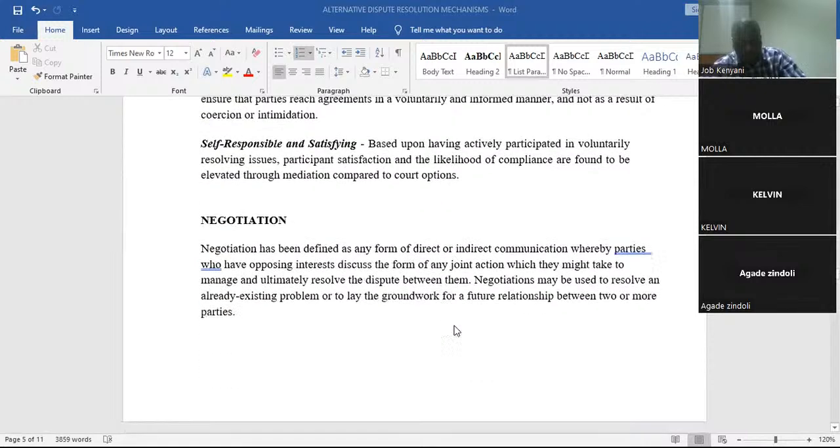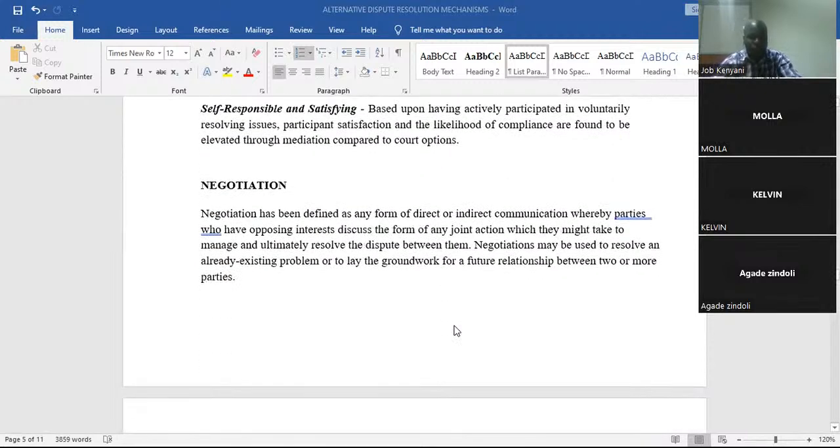Negotiation. It has been defined as any form of direct or indirect communication whereby parties who have opposing interests discuss the form of any joint action which they might take to manage and ultimately resolve their own dispute between themselves. Negotiations may be used to resolve an already existing problem or to lay the groundwork for a future relationship between two or more parties.